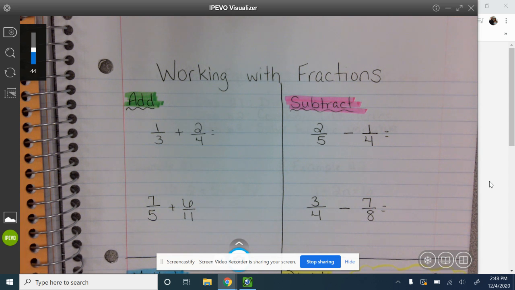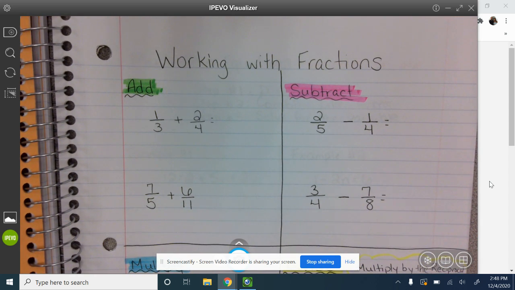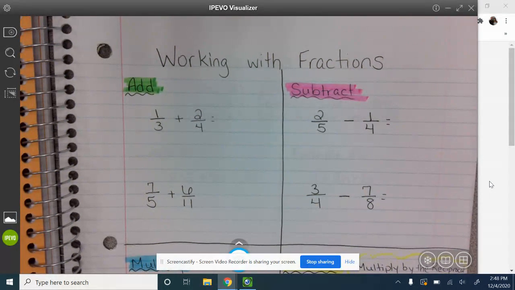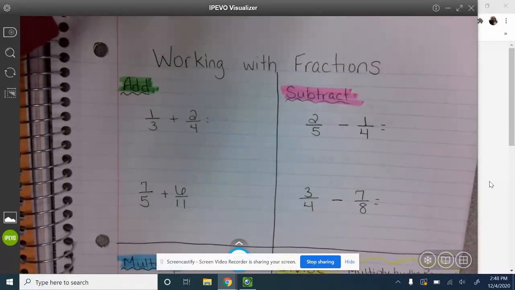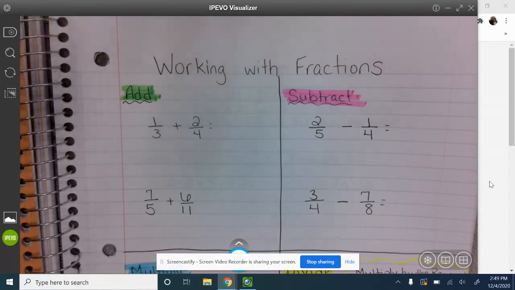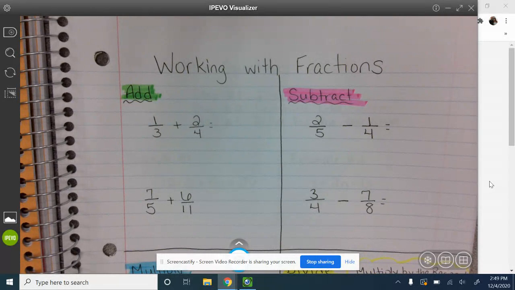Okay, today we're going to look at some review problems involving fractions. So we all know that when it comes to fractions, adding, subtracting, multiplying, and dividing are not your favorite things to do. But we've got to be able to do well with them because we need to be able to put them in an equation later this week.